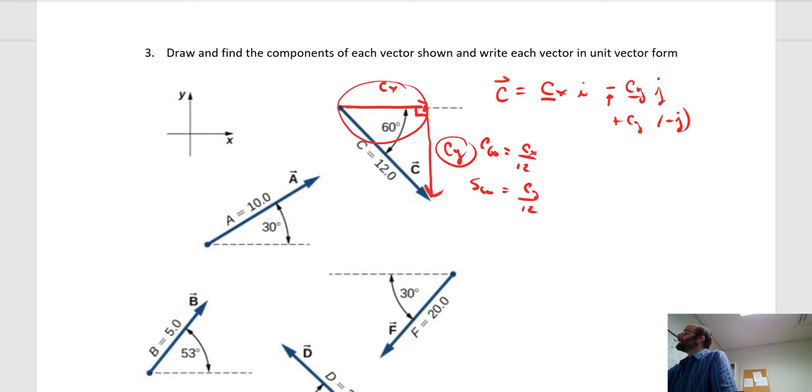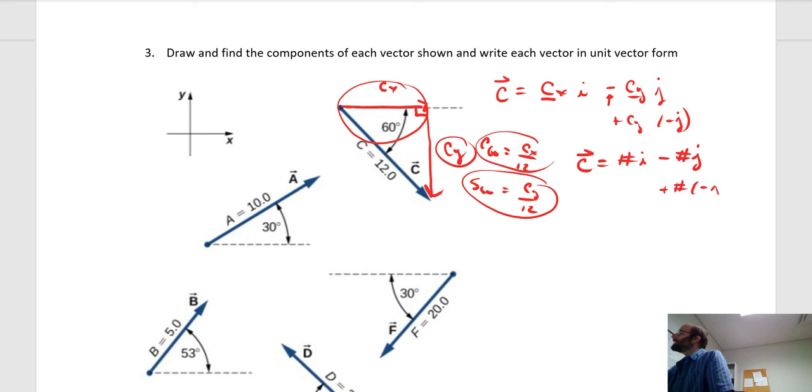So basically now your answer is going to look like the vector C is equal to some number I minus some number J. You're getting those numbers here and here. And again, you could put plus a number in the minus J, like this, but the minus sign with the J is just fine. Okay, repeat for all of these problems.